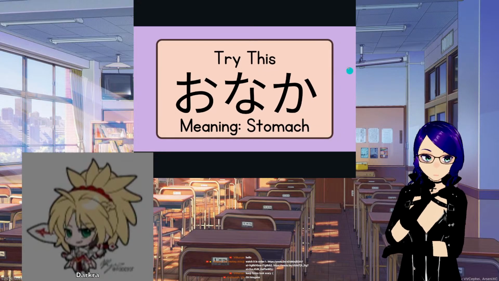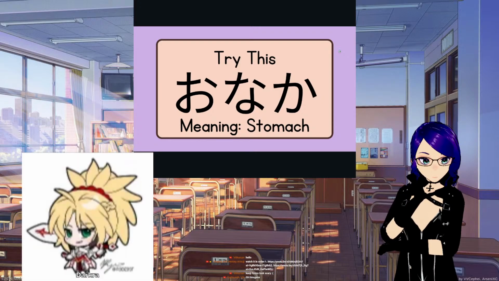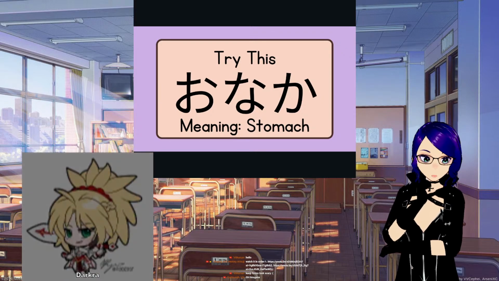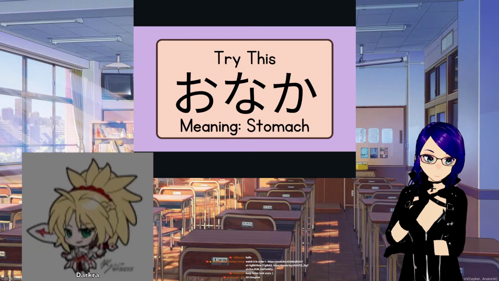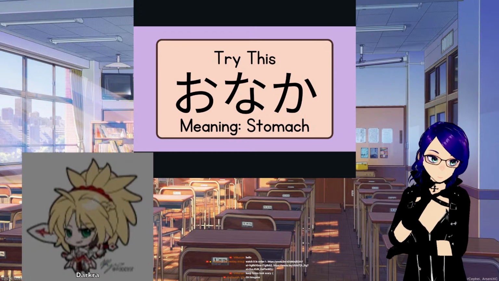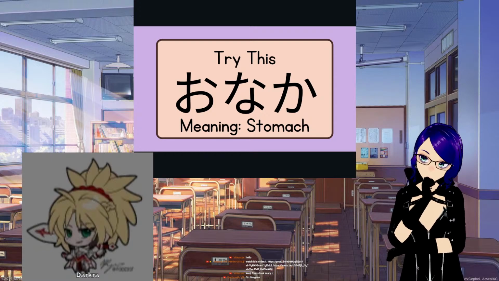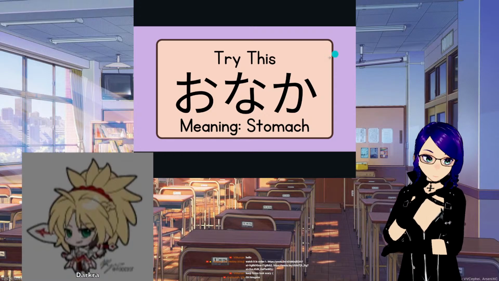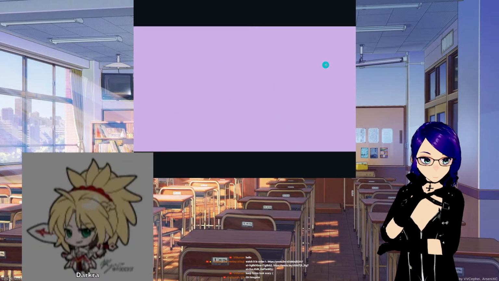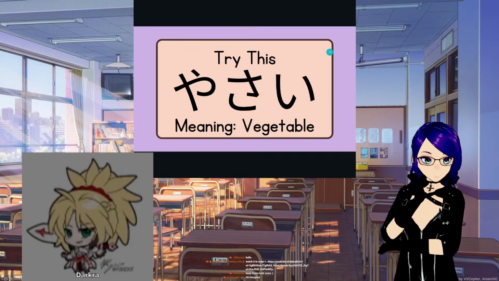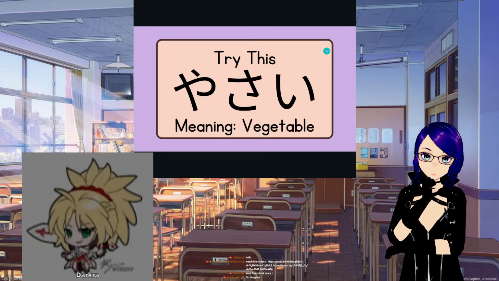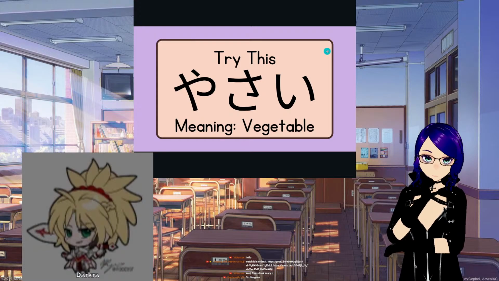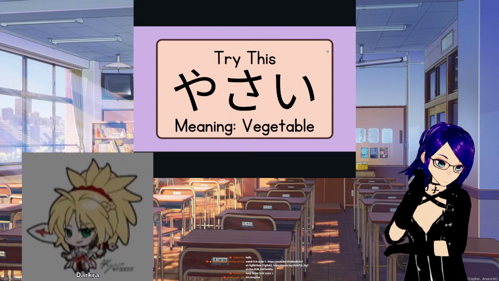And this one. Onaka? Yes, onaka. Onaka ga tsukimashita means I am hungry. Onaka ga... What is that? Itai means stomach ache. Oh, another cute way to say hungry is onaka ga peko peko. You will hear the girls say that a lot.